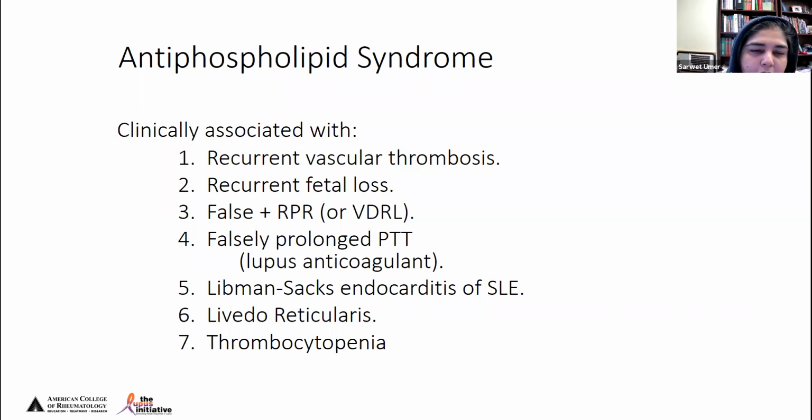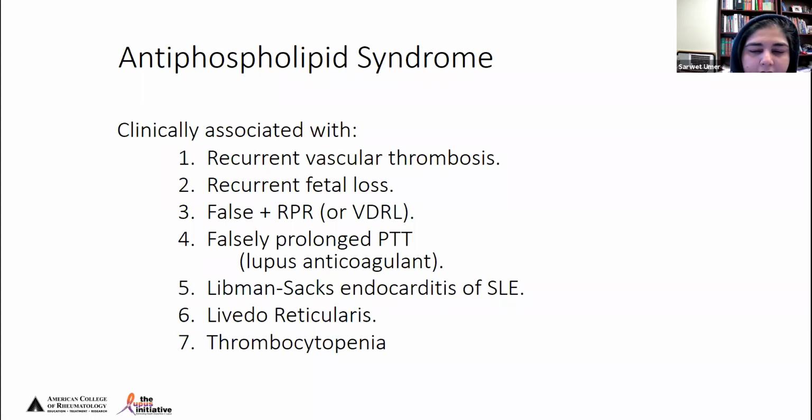These patients have a false positive RPR or VDRL, and also a falsely prolonged PTT. These are in vitro abnormalities. In the hematology world, if we see a prolonged PTT, we think about a patient who is at risk of bleeding, like hemophilia. These patients are not a bleed risk; they are actually a clotting risk. They are more prothrombotic, but the PTT is prolonged just because lupus anticoagulant interferes with how we measure the PTT in patients.